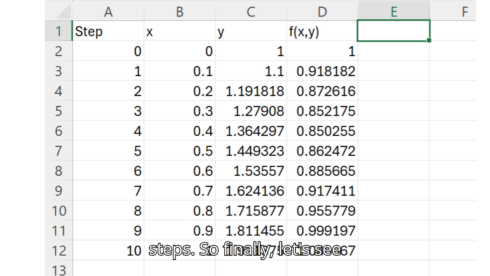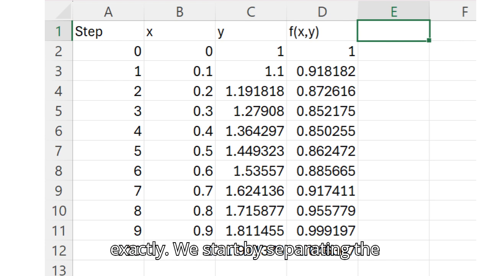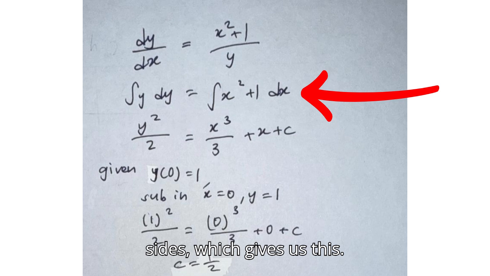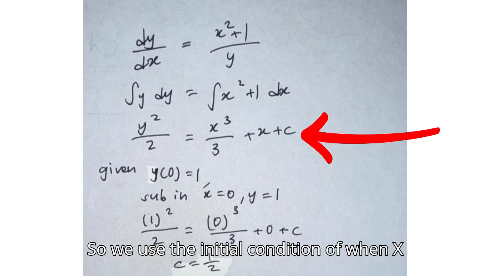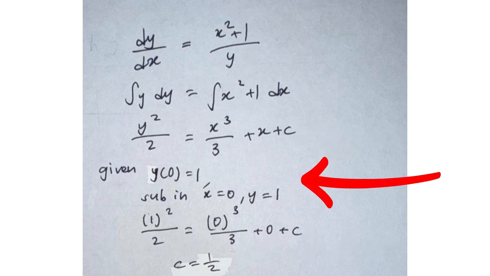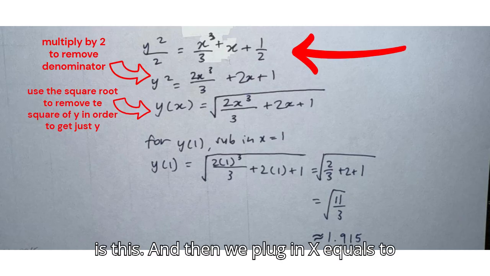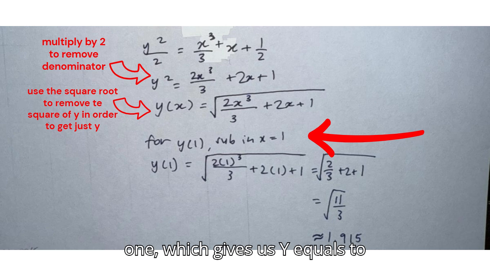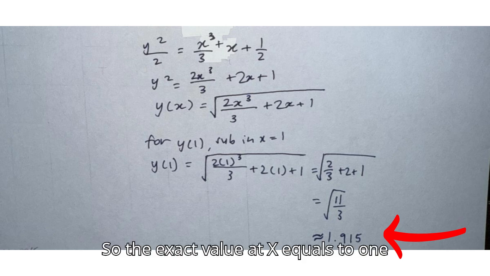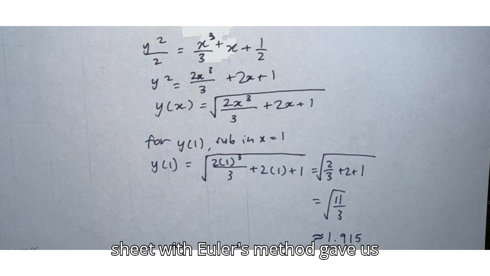So finally, let's see how close this is by solving the equation exactly. We start by separating the variables and then integrating both sides, which gives us this. So we use the initial condition of when x equals 0, y equals 1 to find c, and then c equals half. So the solution is this, and then we plug in x equals 1, which gives us y equals 1.915.